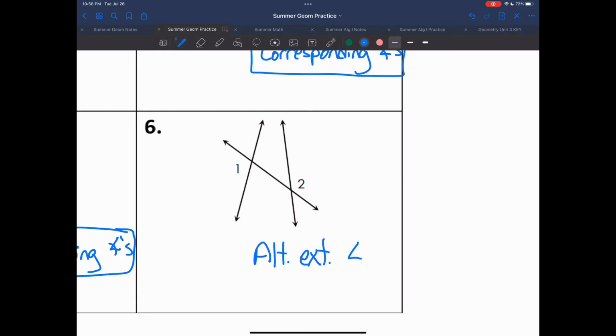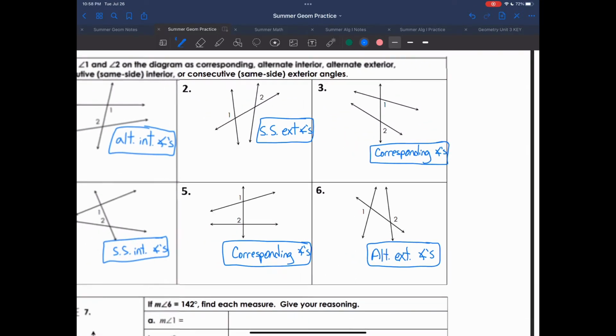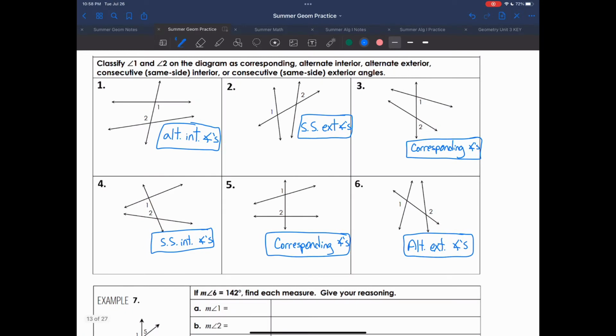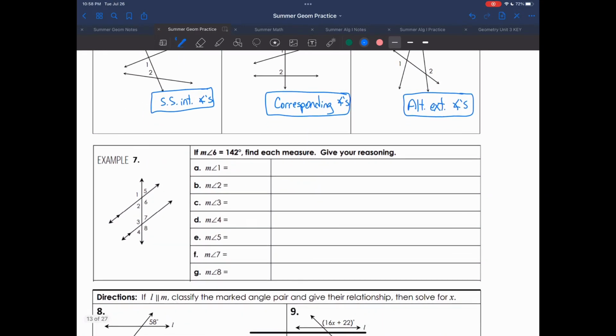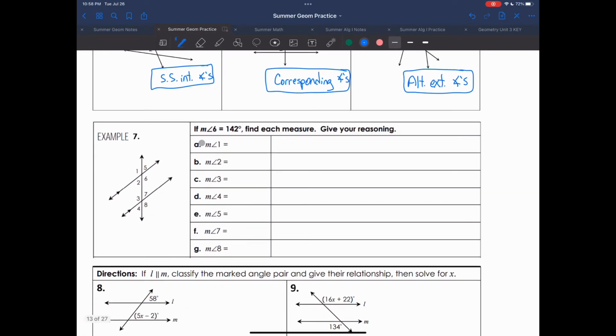Alternate exterior angles. Okay, so that was just kind of a little vocab round right there. Let's look at example 7. So it's got part A, B, C, D, E, F, G, all for number 7 here.